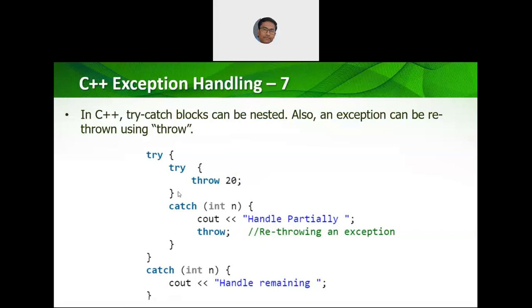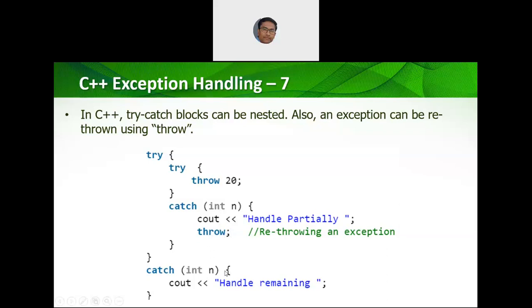See here, there is a try. Inside try, there is a throw of 20. Inside this nested try, there is an integer catch. So this exception has been handled partly, and again it has been thrown. Now notice that no argument is required here because it is an integer only that you got here. So the remaining exception can be handled in the outer catch.